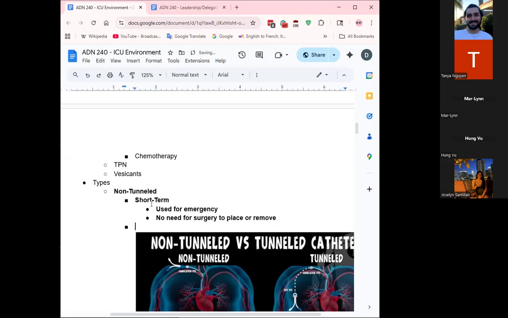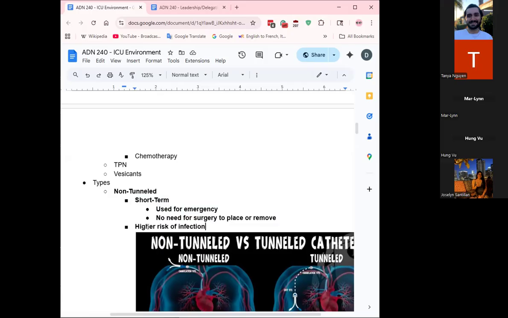But because it is just kind of like stick it and go, emergency time, what do you think that puts you at higher risk for? Infection, yeah. So this one's going to have a higher risk for infection compared to the other ones. Central lines in general, of course, have that risk for infection, some more than others, but that's the CLABSI.